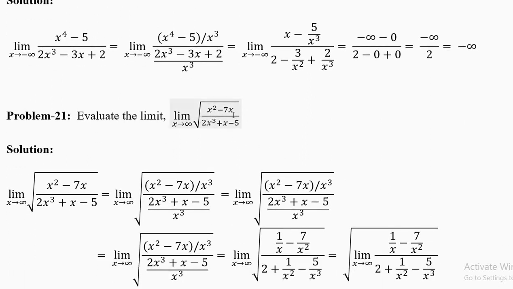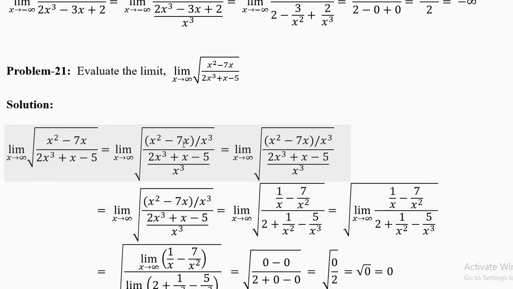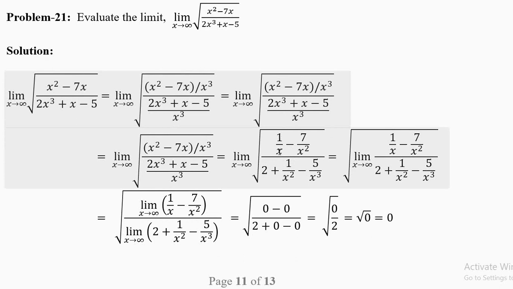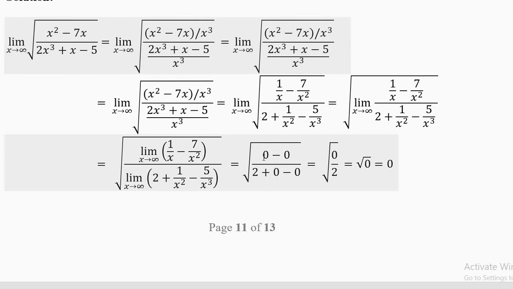Now again, we have to do the same thing here. Take the limit inside. Before you take the limit inside, you divide by x cube. You can also divide by x square, but better to divide by x power 3, what is down. You get this algebra here. You get finally 1 by x minus 7 by x squared, over 2 plus this. Now this will be 0, this will be 0, this will not be 0, these two will be 0. So you'll get 0 minus 0 divided by 2 plus 0 minus 0, which is 0 by 2, and the square root of 0 is 0.